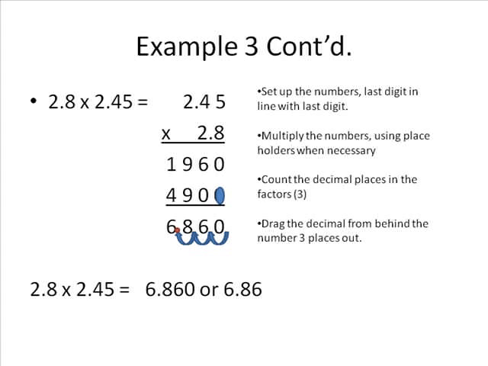I see 1, 2, 3 places to the right of my decimal points in my factors. Therefore, I need to drag my decimal point from the right to the left 1, 2, 3 spots to place it in my final answer. This gives me my final product of 6 and 860 thousandths, or 6 and 86/100ths.